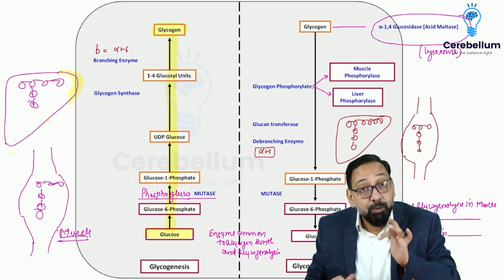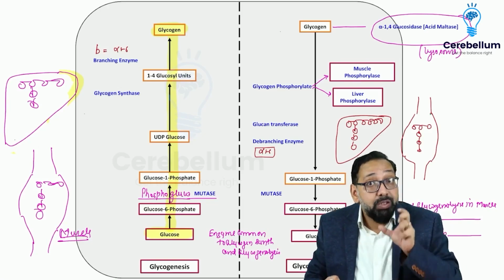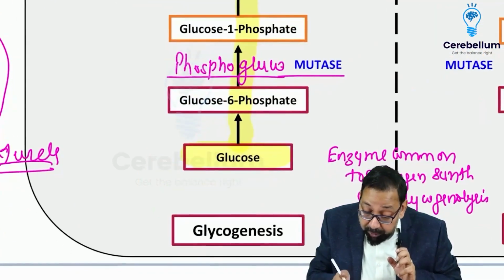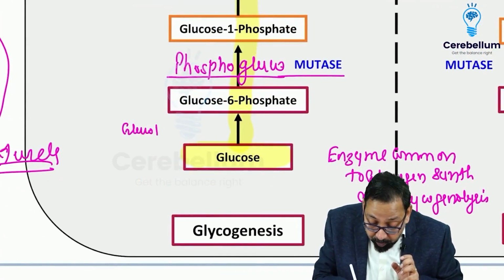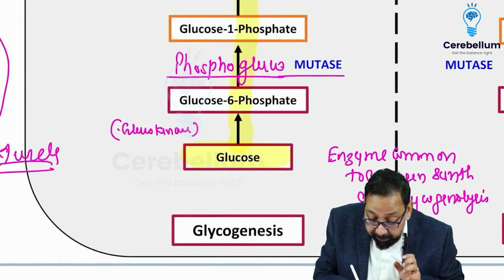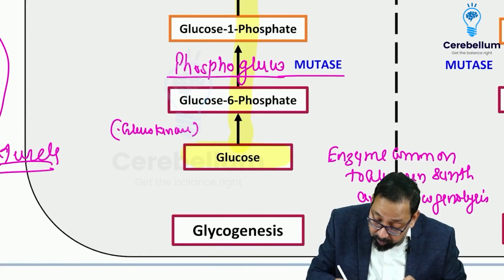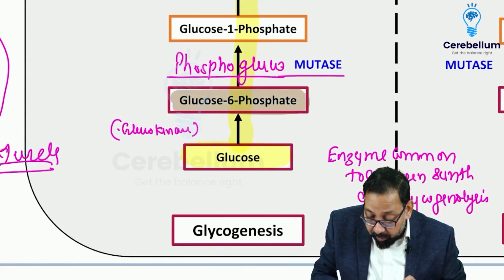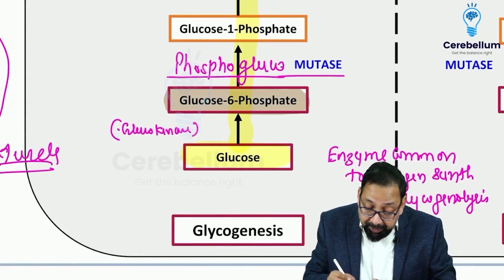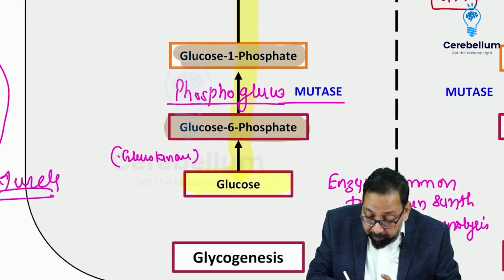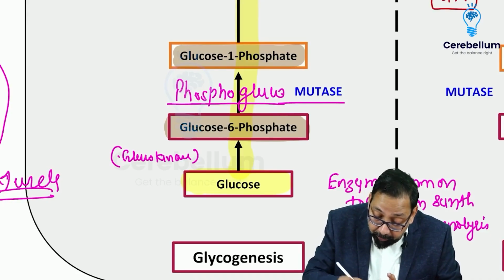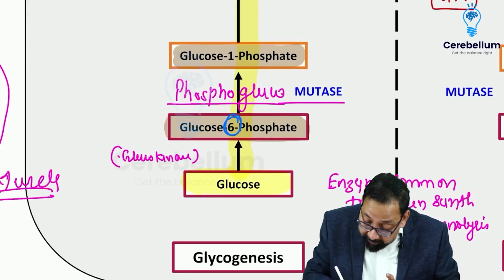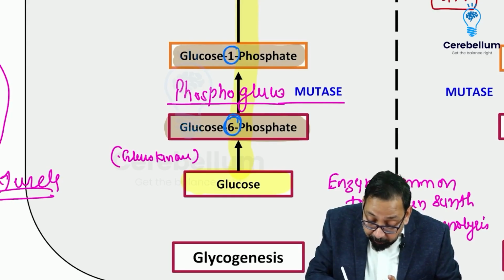So how does this glycogen synthesis occur? When blood glucose is high, that extra glucose is converted to glucose 6-phosphate by the enzyme glucokinase. Now this glucose 6-phosphate is converted to glucose 1-phosphate. Previously the phosphate was present at the sixth position, now it is present at the first position.